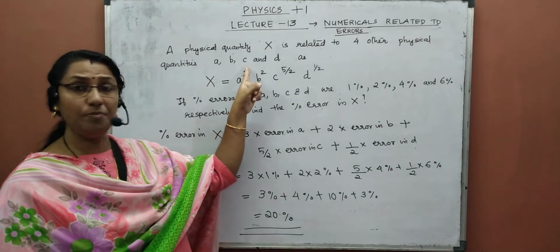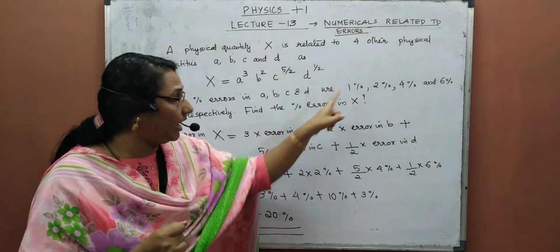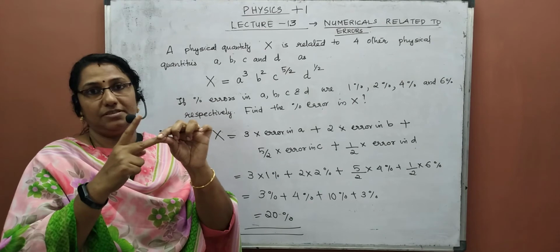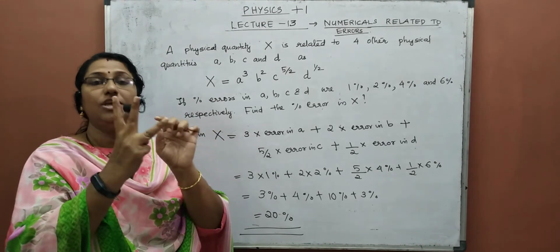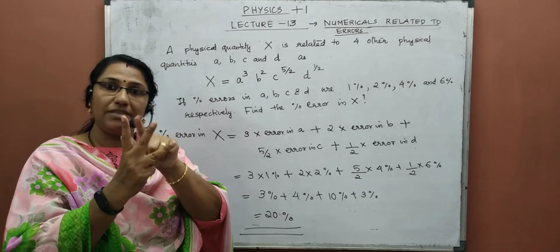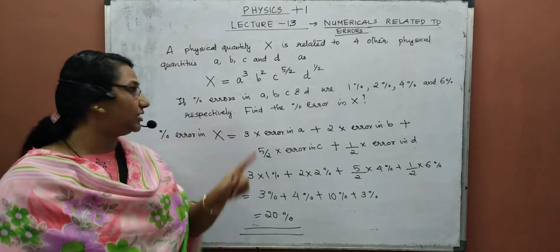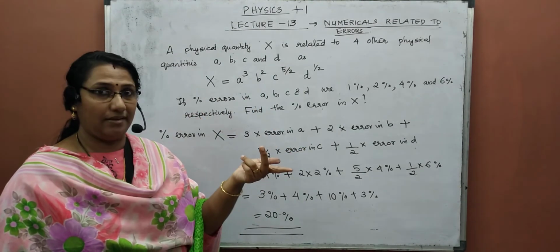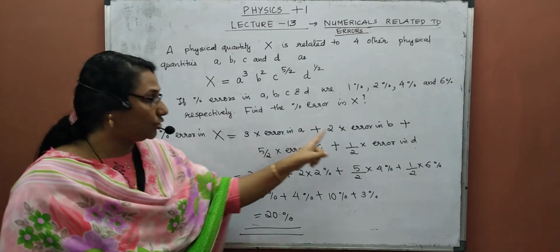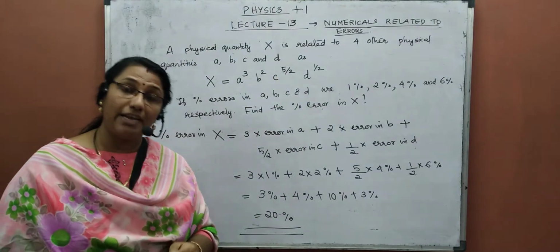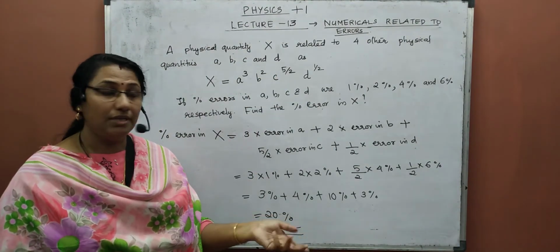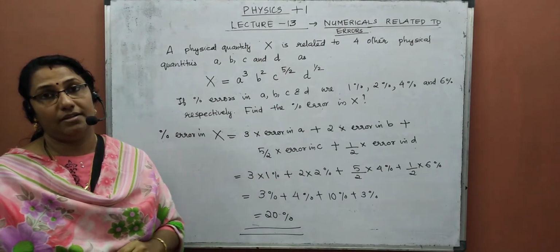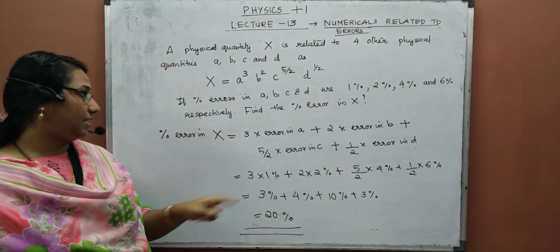Okay, A cube means 3 times A. That is, the error in A is 1 percentage. So when 1 A is taken, 1 percentage. Next A is taken, again 1 percentage. The third A is taken, again 1 percentage. So A is taken 3 times, 1 plus 1 plus 1, 3 percentage, which is also written as 3 times the error in A. B square is taken, that is, B is taken 2 times. So 2 times the error in B. C raised to 5 by 2, that is 5 by 2 times the error in C. And D raised to 1 by 2, 1 by 2 times the error in D. Okay, so this is the percentage error in X.